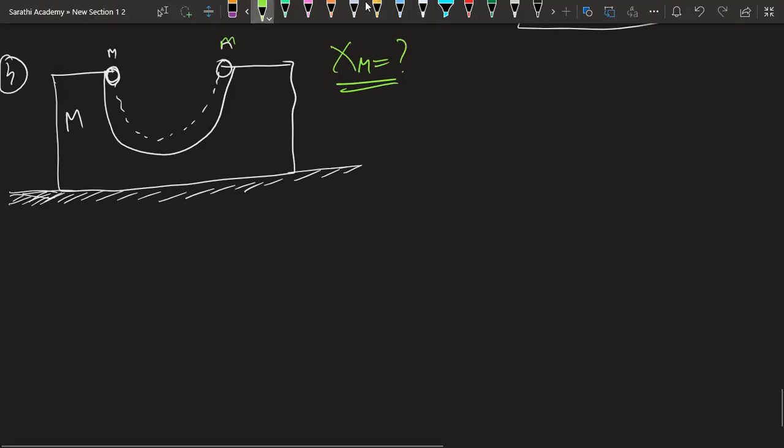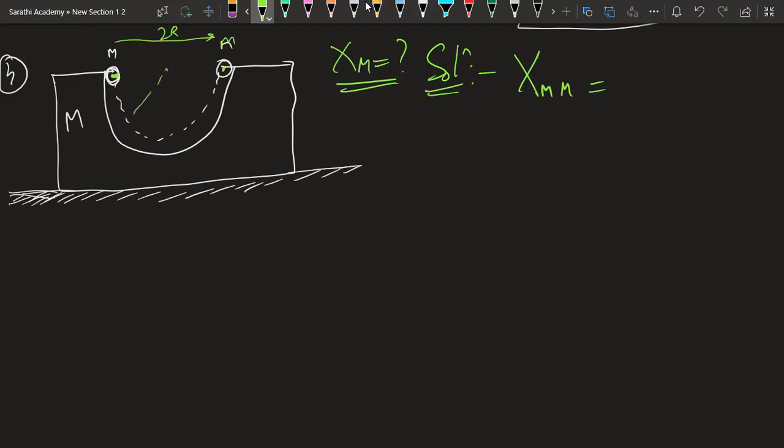Now again, you can pause and try. If we solve this, we have been given the displacement of small m with respect to capital M. Initially the mass was here, then finally it is here, so it moved by a displacement of 2r, where the radius is r. This is equal to 2r. So you can write the displacement of small m equals 2r plus the displacement of capital M.